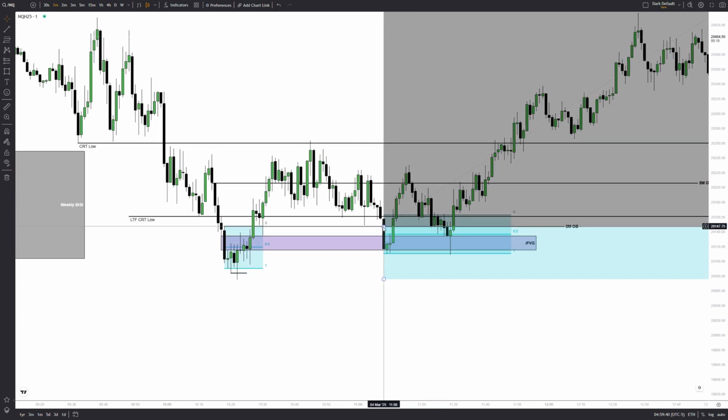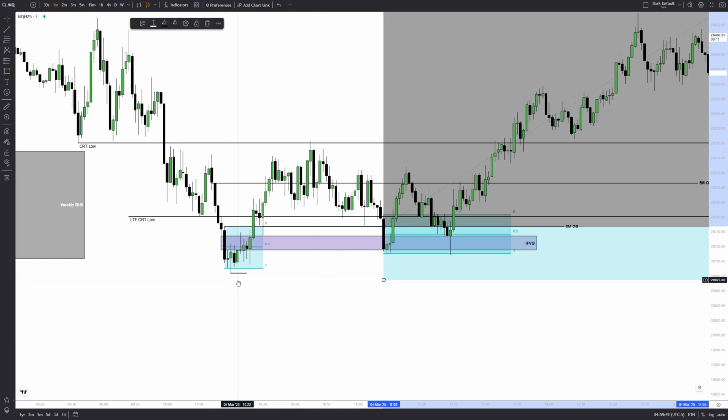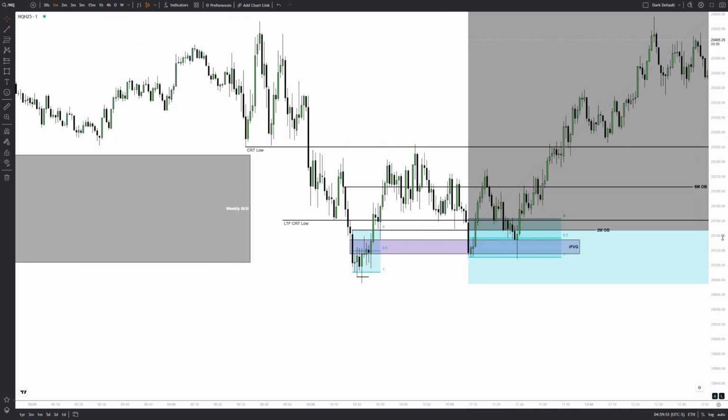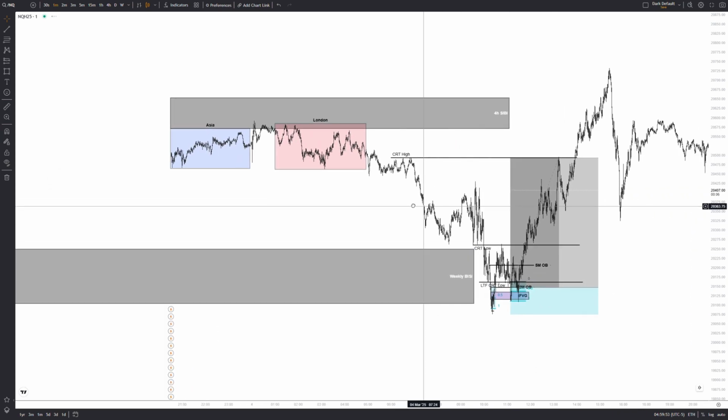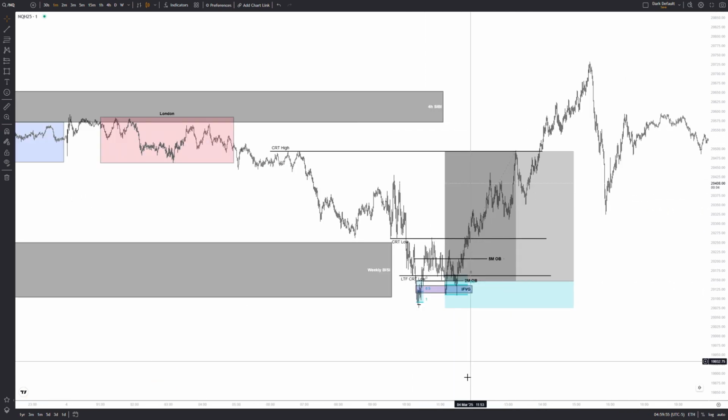So we take that, we enter off that retest, stop loss at swing low, right here, targeting the CRT high. Okay.